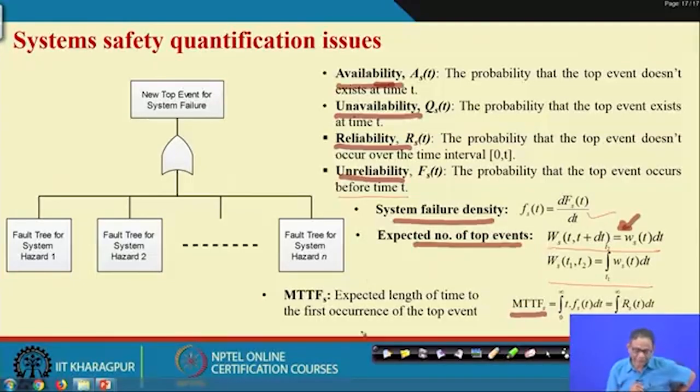And what is the mean time to failure at the system level? It is the expected length of time to the first occurrence of the top event. Then this is the formula. We are using S everywhere to denote the parameter or distribution at the system level. For components we have not used anything, only for availability we have used A(t), for unavailability Q(t), but at system level A_S(t), Q_S(t), R_S(t), F_S(t) and so on. So, these are the things you require to quantify at the system level.